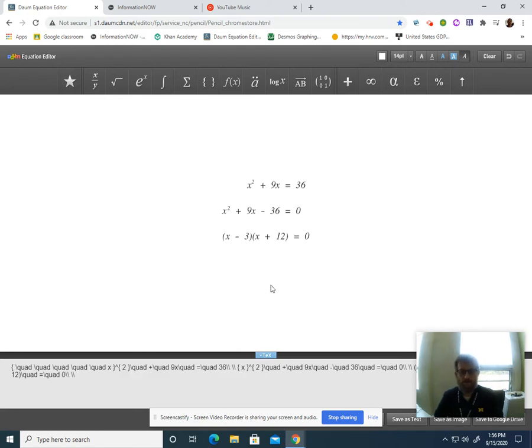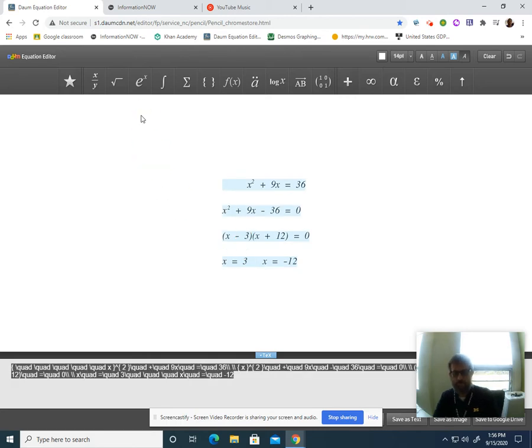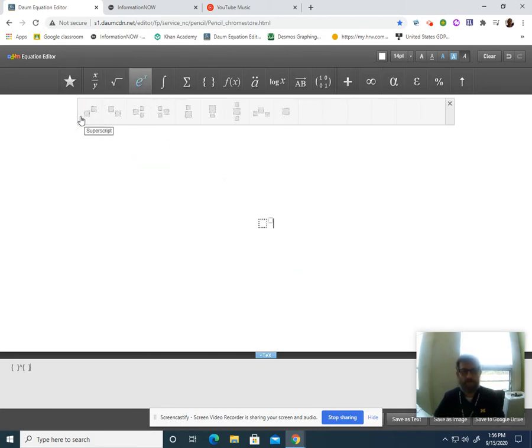Now I want to know what my solutions are. Well, the first set of parentheses gives me x to be 3. And the second set of parentheses gives me x to be negative 12. So classic factoring, solving by factoring. So here we go. We're going to do another one. So we'll set up another one, x squared.